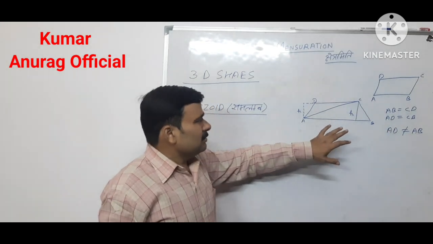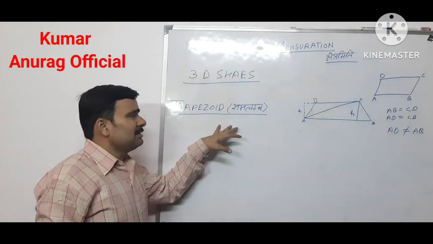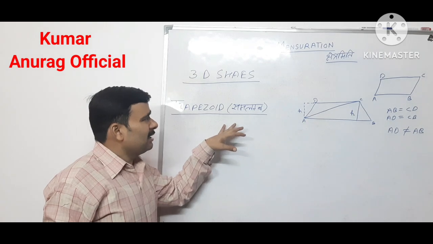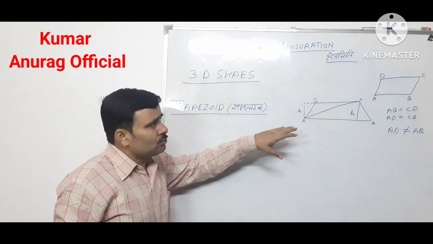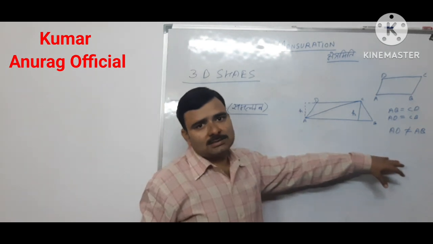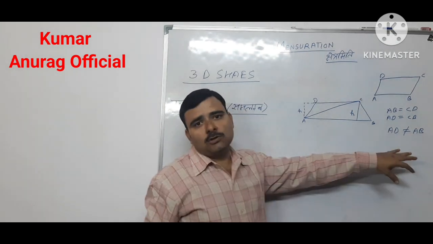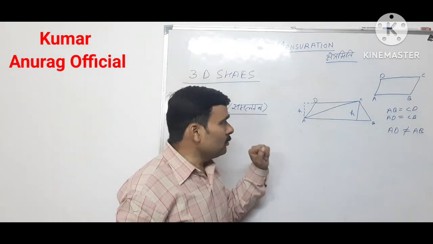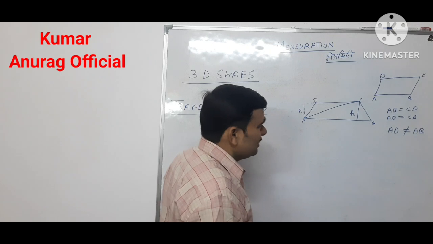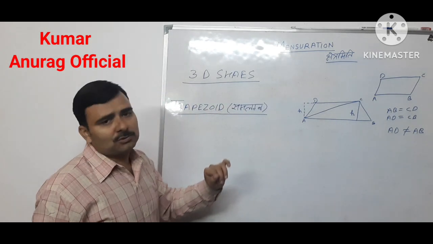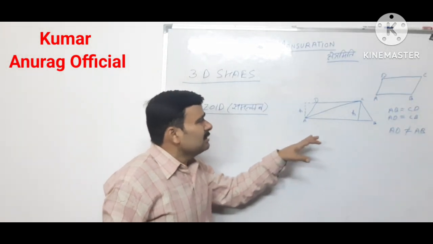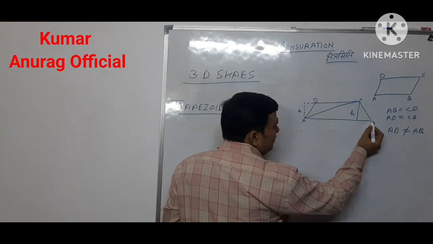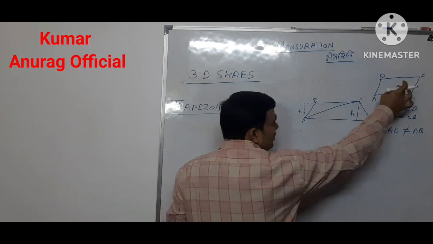Now what is a trapezoid? Now we can find the definition of a trapezoid. A quadrilateral which has a pair of parallel lines is known as a trapezoid. Now here, if we want to find the area of a trapezoid, how will we find it? Now in the trapezoid we have A, B, C and D, as you can see here.